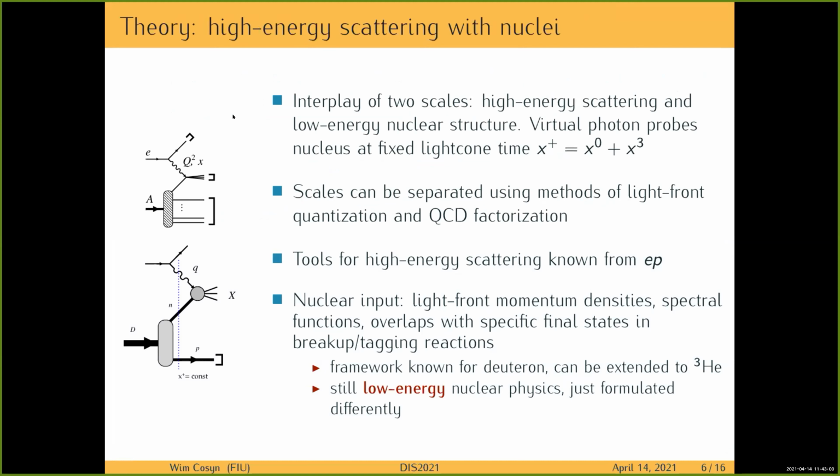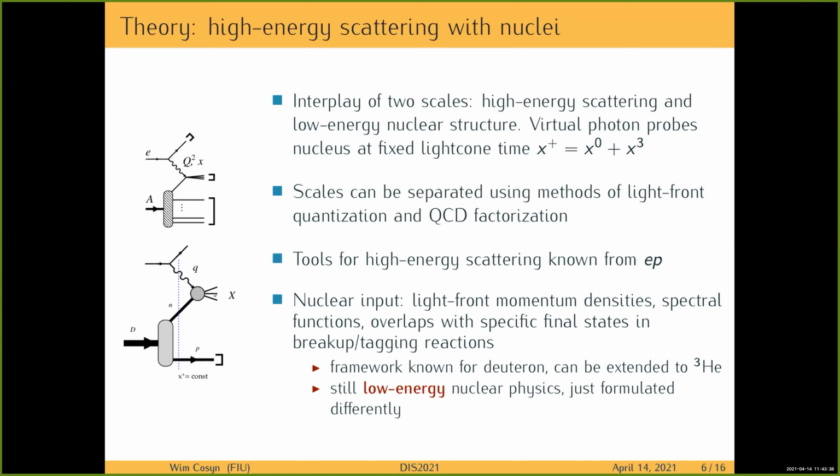All right. In terms of how we describe high energy scattering with nuclei, we have the interplay of 2 scales. On the one hand, there's a deep inelastic process happening, right? So a quark is being hit, you have fragmentation, that sort of stuff. On the other hand, there's low energy nuclear structure. And the way we separate those 2 scales is by doing it at a fixed light front time, because the virtual photon is probing the system at fixed light front time. So we use light front quantization, like time-ordered perturbation theory, to introduce on-shell nuclear states here and QCD factorization. And then we separate everything.